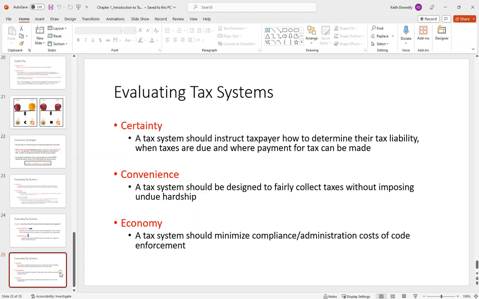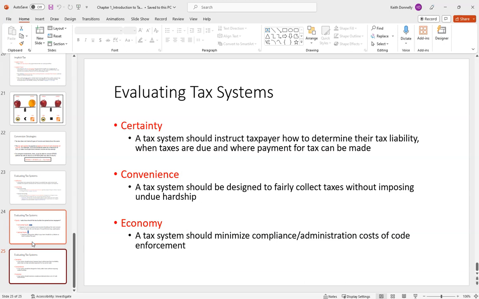Finally here, when we're looking at a tax system, we want to make sure that we're aware of certainty, convenience, and economy, right? So as I have here, a tax system should instruct taxpayers how to determine their tax liability, when taxes are due, and where payments for tax can be made. This one's kind of comical in the United States because most people are afraid of taxes. They're very uncertain about their taxes.